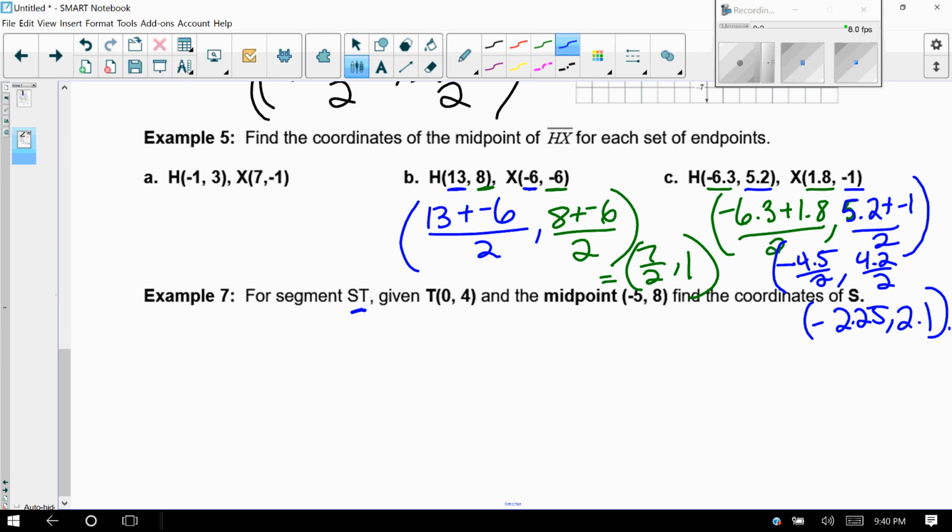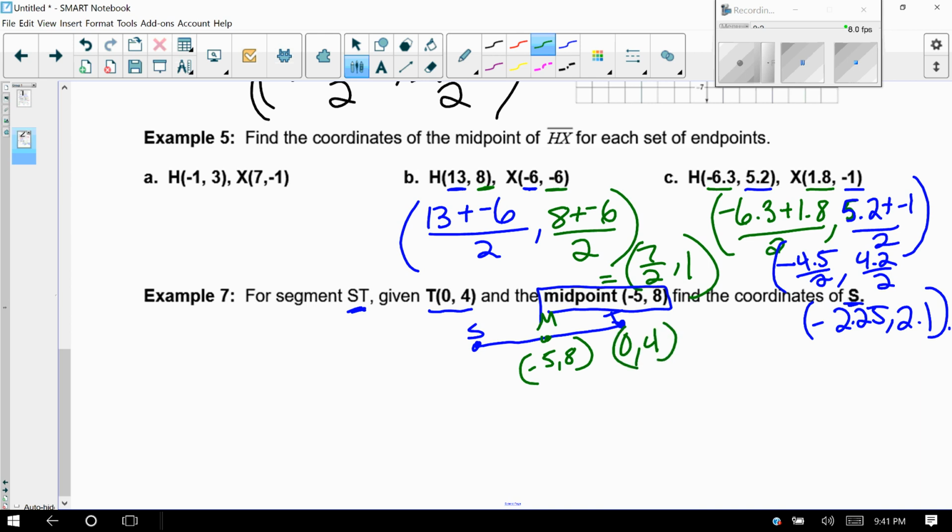For segment ST, this is our last one. Given that T is at 0, 4, and we're given the midpoint. Remember, we're going to box the midpoint. That's the most important thing. Find the coordinate of S. How do I know that S is an endpoint? Because we're given that the segment is ST. Remember, for the segment, we're always going to use the endpoints. We have S and we have T. The midpoint of ST is right here. This is my midpoint, and this is -5, 8. S is something we don't know, but T is at 0, 4.